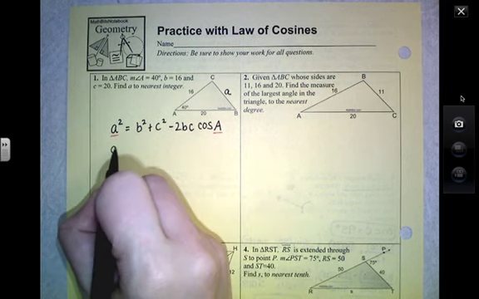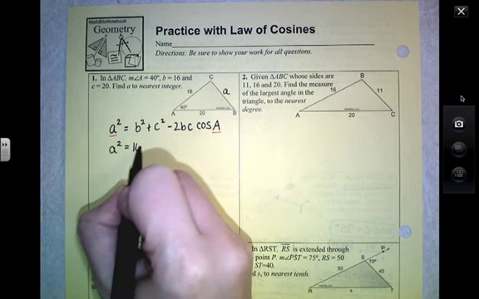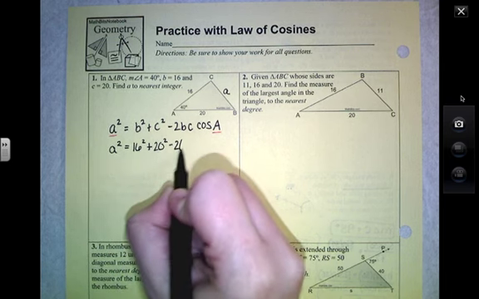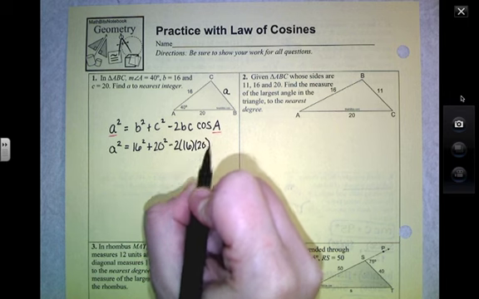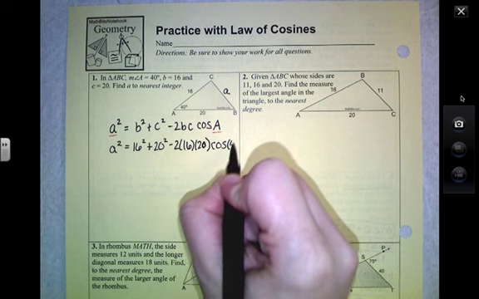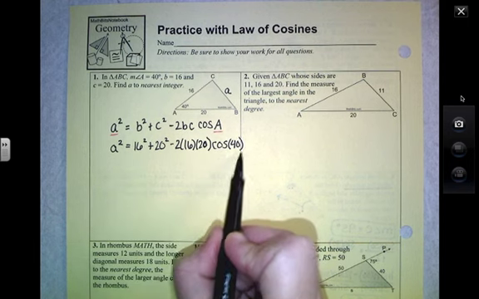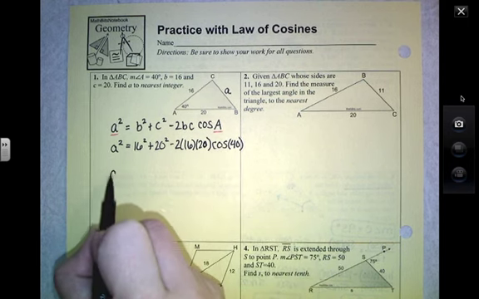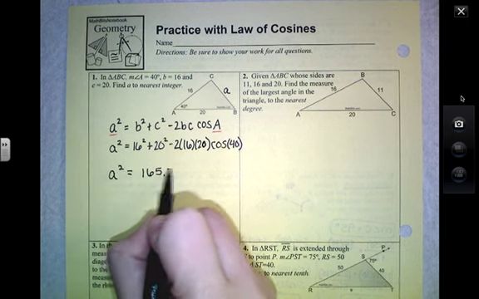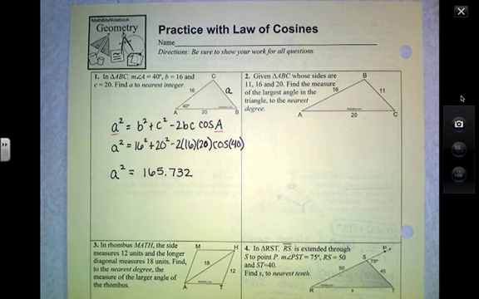We do not know side A, so A squared equals, side B would be across from angle B, 16, side C would be 20, and we fill those numbers both in again. So 2 times 16 times 20, cosine of, and we know that the angle is 40. Now here's cool news. This whole thing can be typed into your calculator as it is. If you do that, you find out that A squared is equal to 165.732, and your calculator might go out further. Mine actually stopped at 3 decimal places.